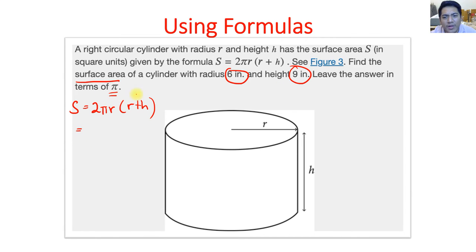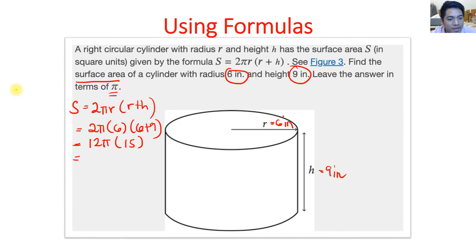So it's pretty straightforward because we are already given the radius, which is 6 inches, and the height of 9 inches. So the surface area will be 2π, the r or the radius is 6, then you have 6 plus 9. So 2 times 6 would be 12π, and then 6 plus 9 would be 15. So 15 times 12, I believe that's 180.